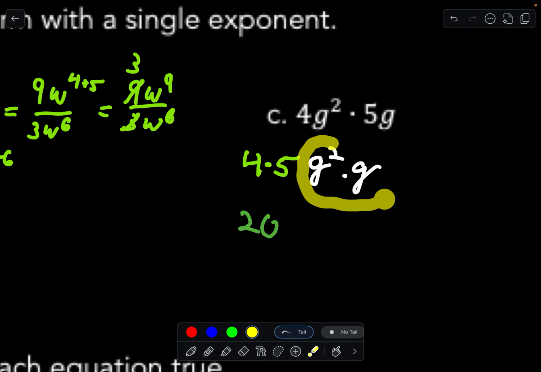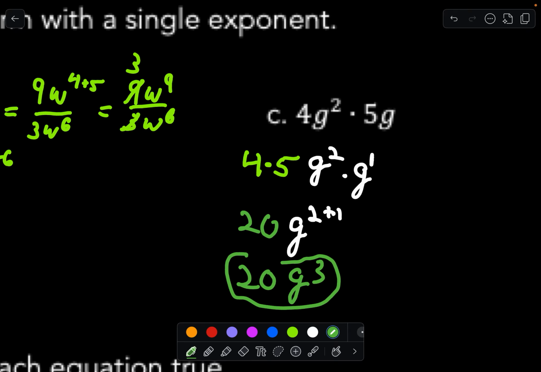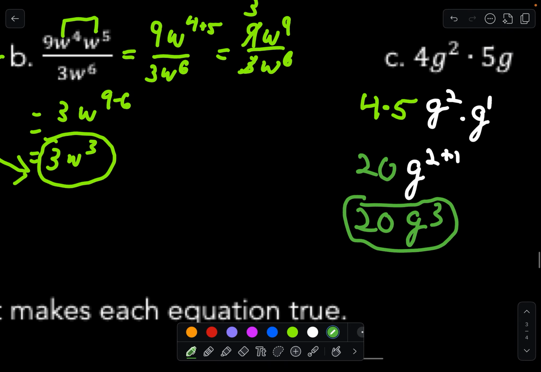And now here's where kids get hung up a little bit. When they see g squared times g, they'll write g squared. But remember, when you just have a variable, like this g right here that has no exponent, put a little 1 on it to remind you, hey, the variable has a hidden 1. So now we add the exponents. So that becomes g to the 2 plus 1. And we end up with this result of 20g to the 3rd power. And that is what C is simplified. All right? And those were those problems.